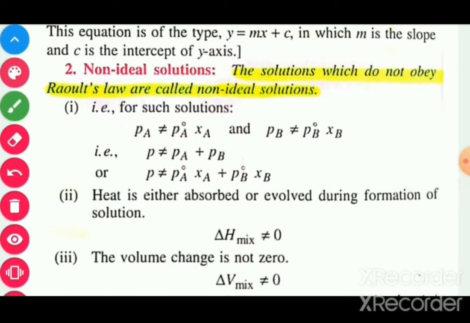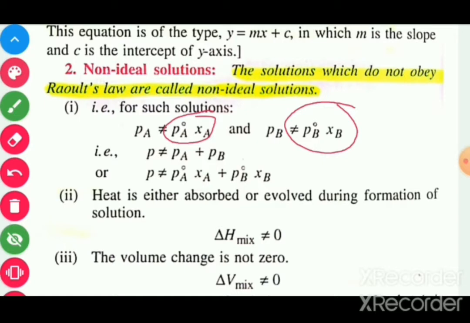Now, non-ideal solution. Non-ideal solutions are such solutions which are unable to follow Raoult's law. That is, the solutions which do not obey Raoult's law are known as non-ideal solutions. So for the non-ideal solution, PA, the partial pressure of component A, is not equal to P naught A into XA. Similarly, the partial pressure of component B is not equal to P naught B into XB.